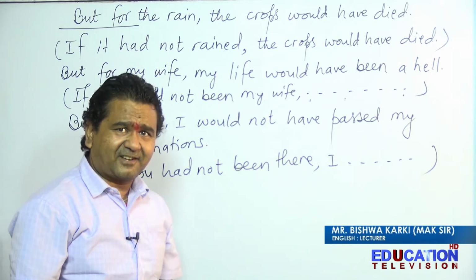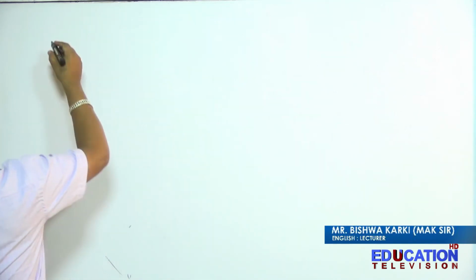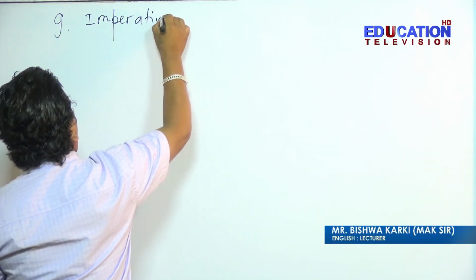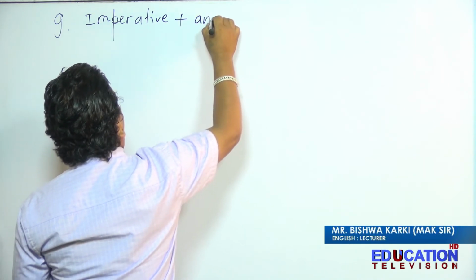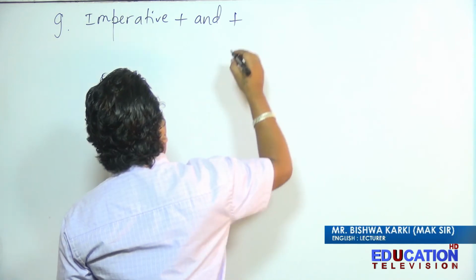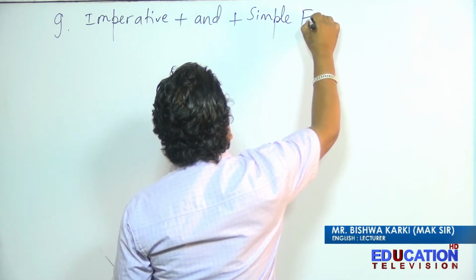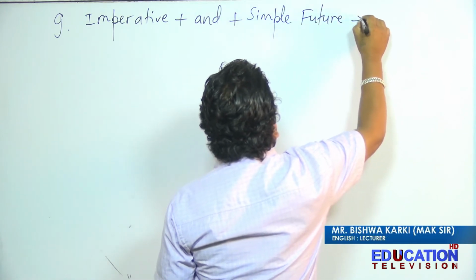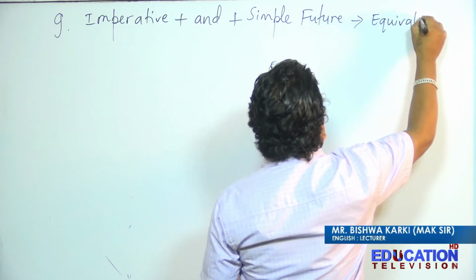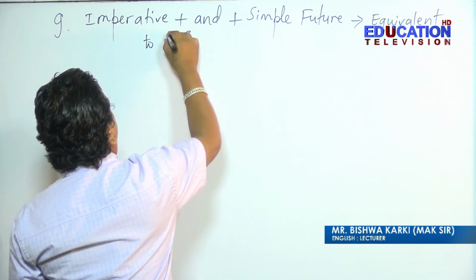Is that okay? Fine. Now, number 9. Imperative plus and plus simple future. It means equivalent to if. Equivalent means similar. Equivalent to if clause.